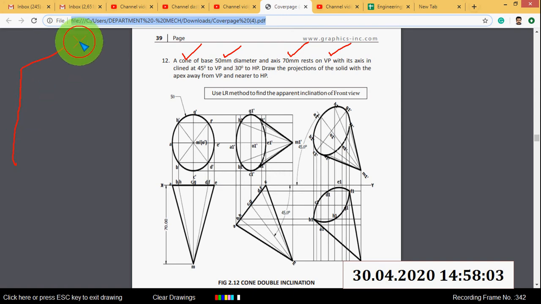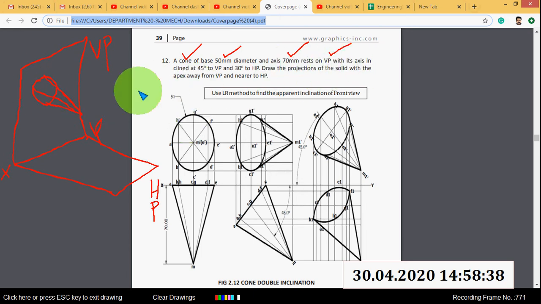Okay, so I will show you the quadrant. This is HP and this is the XY line. This is VP. And here, see, this is the cone. This is the apex of the cone. So here the cone is in VP.